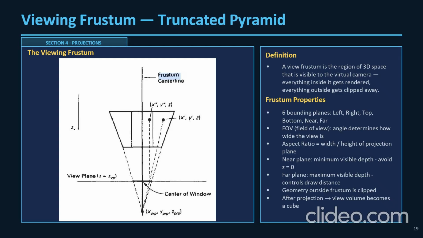Now, the viewing frustum is the three-dimensional region visible to the camera. It has the shape of a truncated pyramid and is bounded by six planes: left, right, top, bottom, near, and far. Only objects inside this frustum are rendered, while objects outside are clipped away. This improves rendering performance and prevents unnecessary calculations.